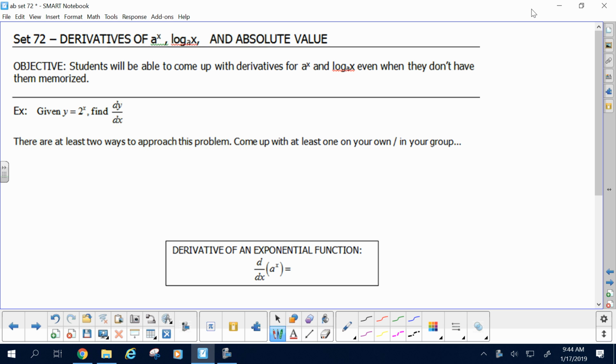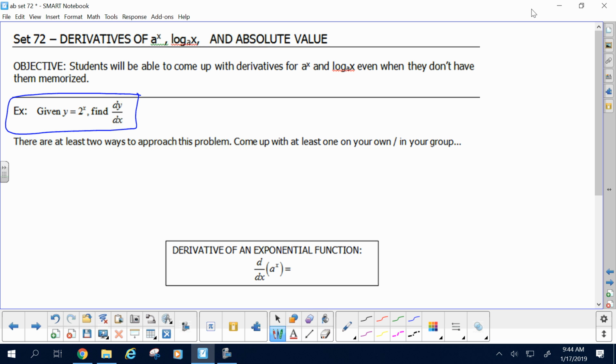The first one is taking the derivative of an exponential function. So, for example, y equals 2 to the x. What's the derivative? Now, this is important because compound interest is exponential growth, and you would like to know how your bank account is growing anyway. So this derivative is used in business calc quite a bit.